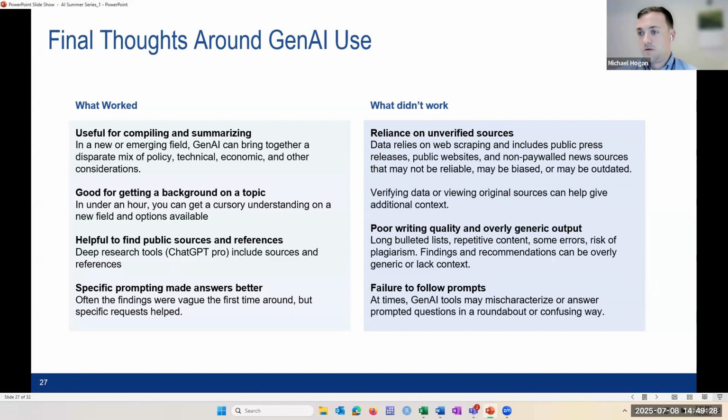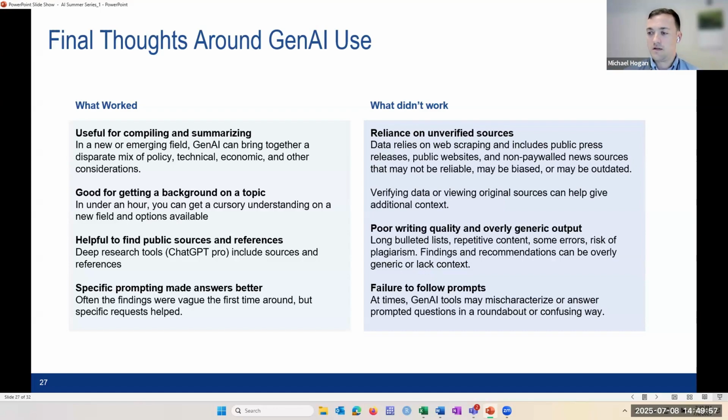But there was a lot for us that didn't work. It relied a lot on unverified sources. So web scraping, these are public press releases, public websites, and non-paywalled news sources. They might be biased, they might be outdated. So they're not pulling from sources like Wall Street Journal, New York Times, Washington Post, Bloomberg. And so verifying some of that data, viewing the original sources, seeing that original data can help give additional context.